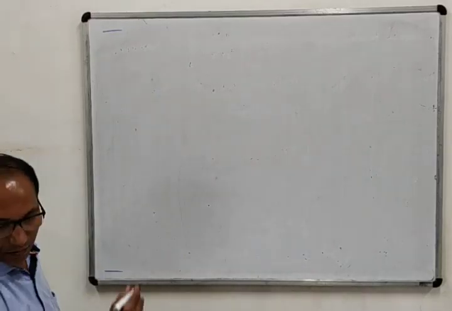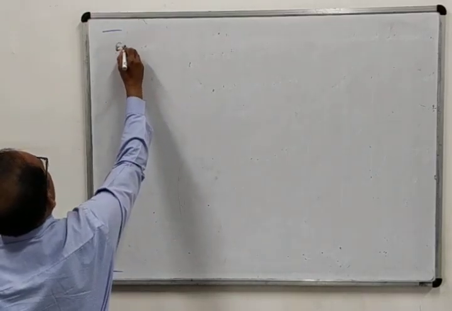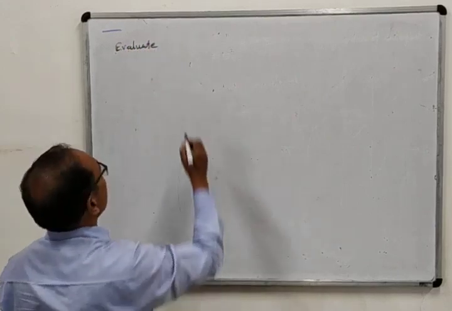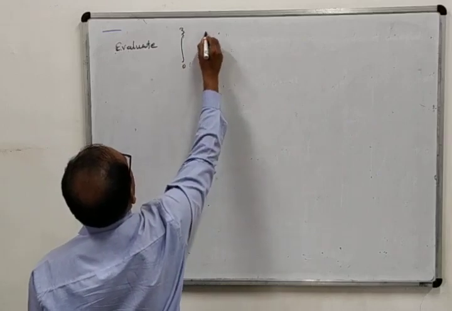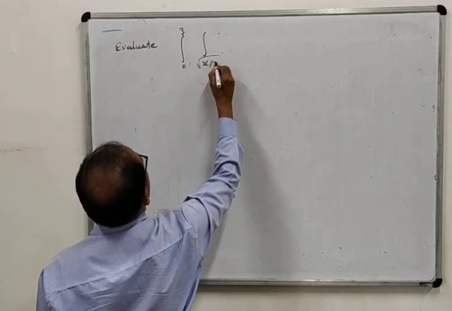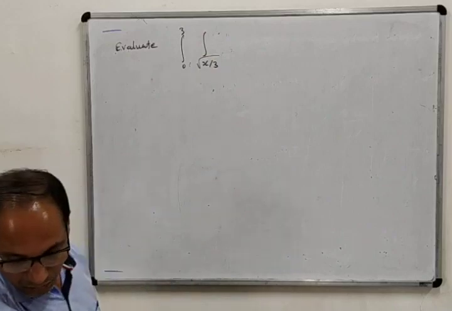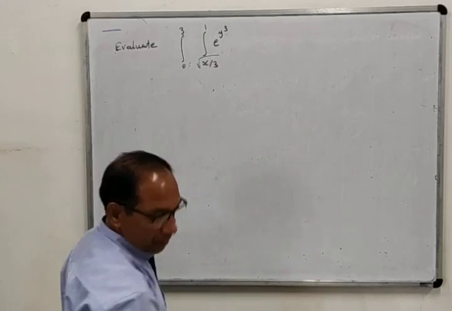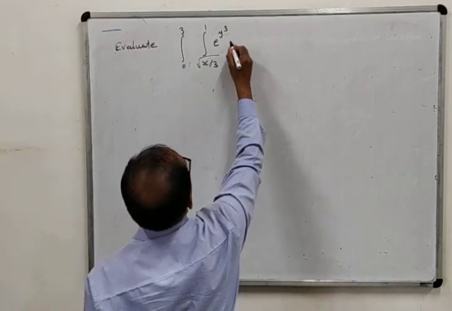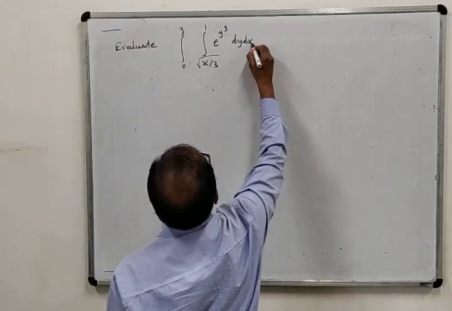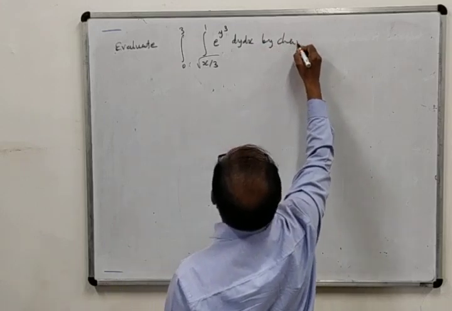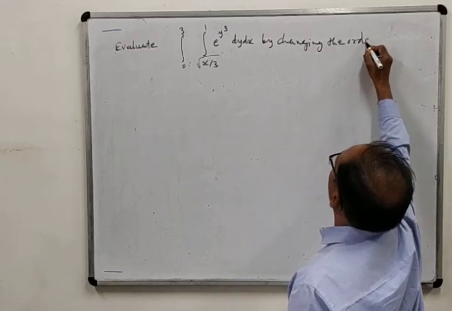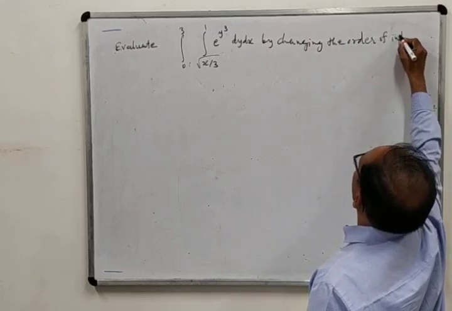Evaluate the integration 0 to 3, root of x by 3 to 1, e raised to y cube dy dx, by changing the order of integration.